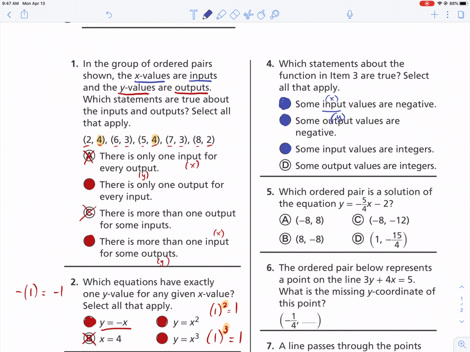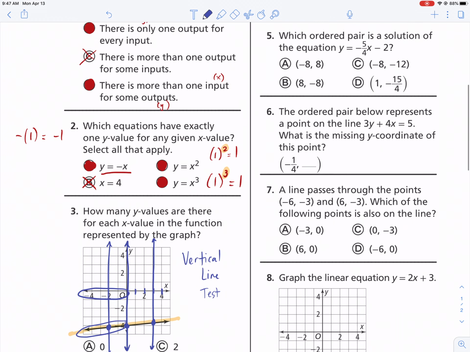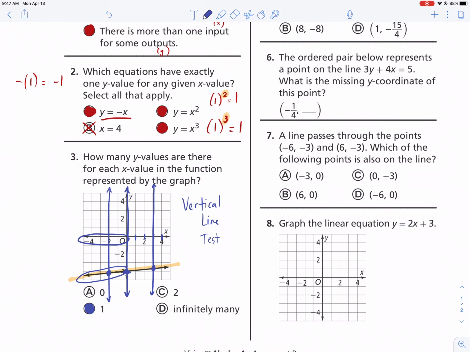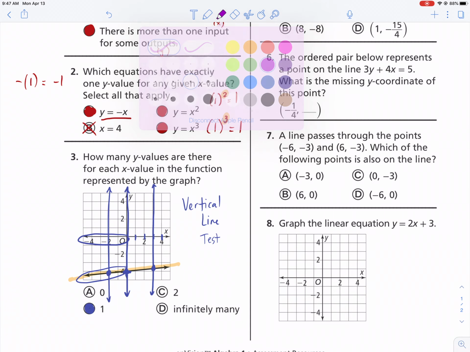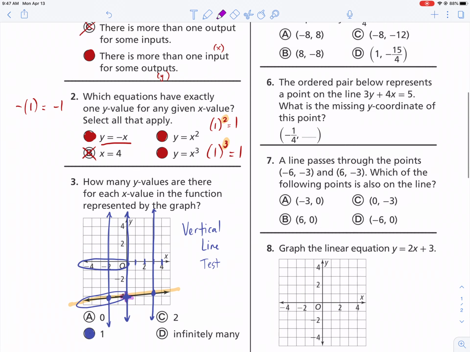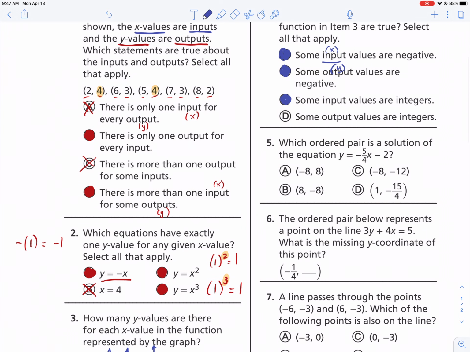Then I go to D. Some output values are integers. Some of my y's. Are some of the y's that come out integers? Well, yeah, as we saw right here, let's use a different color. When we had our 0 value for our input, a -4 is what came out. And so we have some integers as well. So in this case, we are also going to select D. So for number 4, all 4 of them are actually correct.